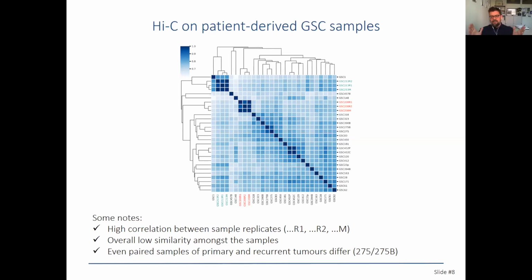And as an aside here, I want to say that, for example, if you have a decent resolution mouse stem cell Hi-C dataset and one from a neuron derived from that stem cell, they are pretty close together. They look quite a bit alike if you do this kind of a correlation plot. But here, I think you can all appreciate that there's huge divergence in these Hi-Cs. Even pairs of samples from the primary and recurrent tumor, which you could see here marked 275 and 275b, they're closer than others, but they're really not very close together.